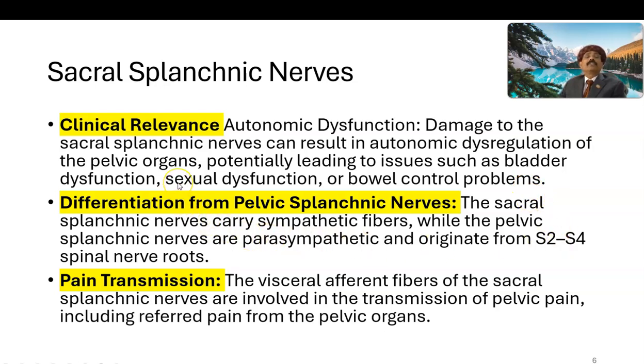So, how should we differentiate the sacral splanchnic nerve from the pelvic splanchnic nerve? The sacral splanchnic nerve carries sympathetic fibers, while the pelvic splanchnic nerves are parasympathetic, originating from S2 to S4 spinal nerve roots. Pain transmission: the visceral afferent fibers of the sacral splanchnic nerve are involved in the transmission of pelvic pain, including referred pain from the pelvic organs.